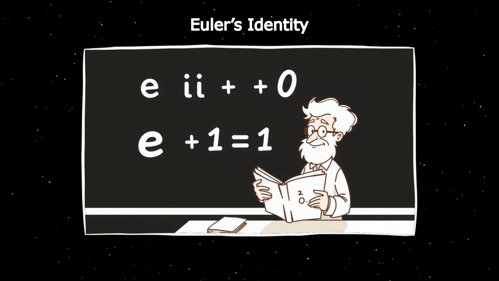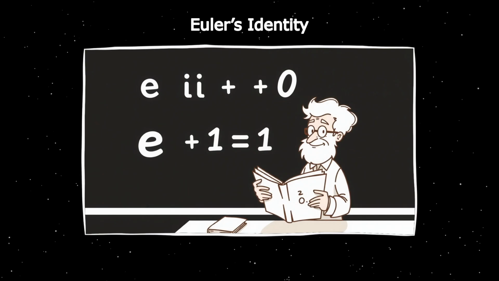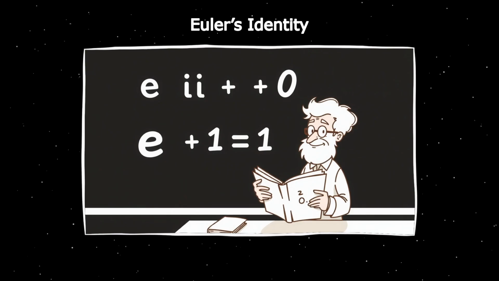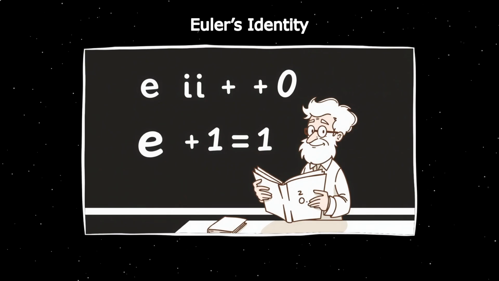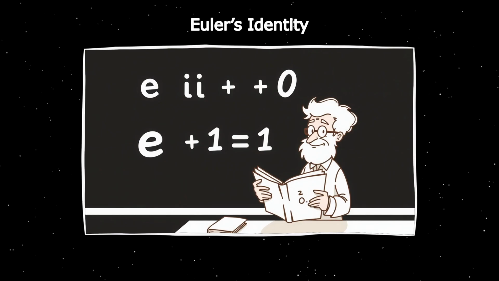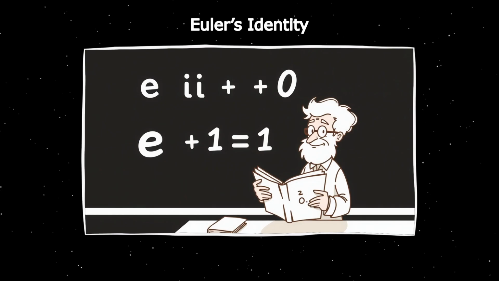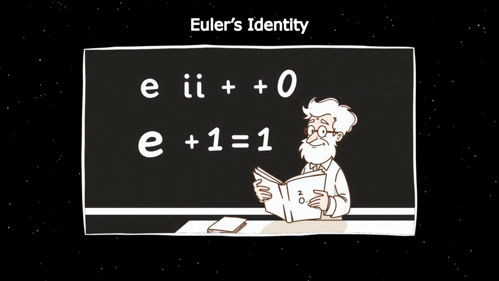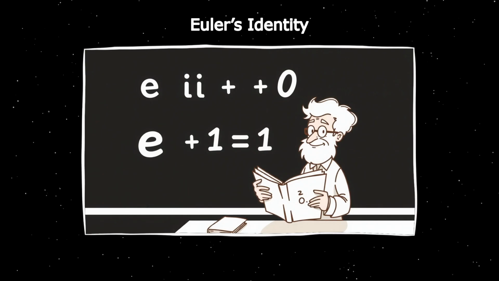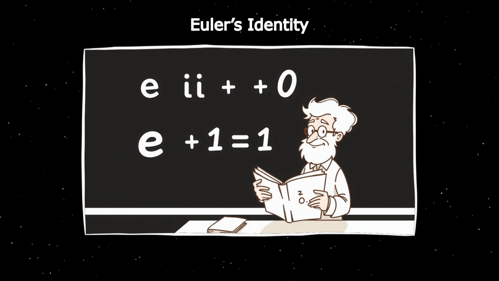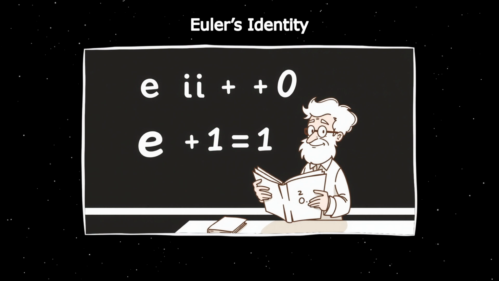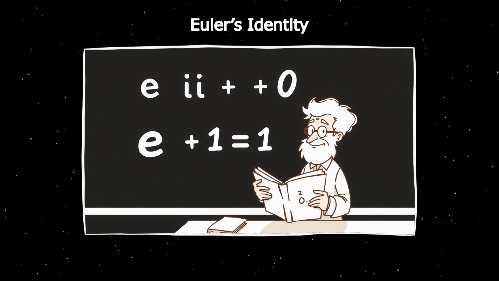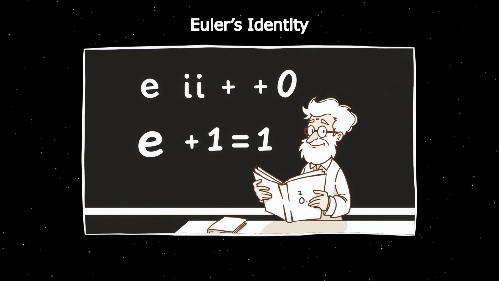new dimensions of understanding. Then we have pi, approximately 3.14159, a transcendental number that defines the ratio of a circle's circumference to its diameter. Its prevalence in mathematics and nature cannot be understated. From geometry to trigonometry, pi appears in numerous formulas and describes phenomena ranging from the orbits of planets to the waves of sound and light.